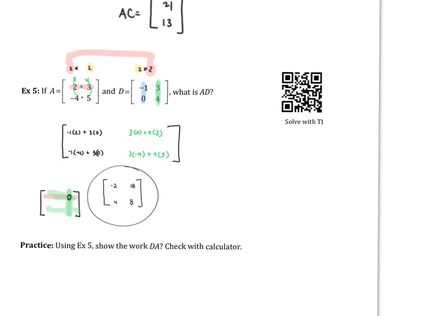Now check this by, again, scanning this, and you can see how to do it with the TI much, much faster. So show your work now down here for multiplying D times A, and then check that with a calculator.